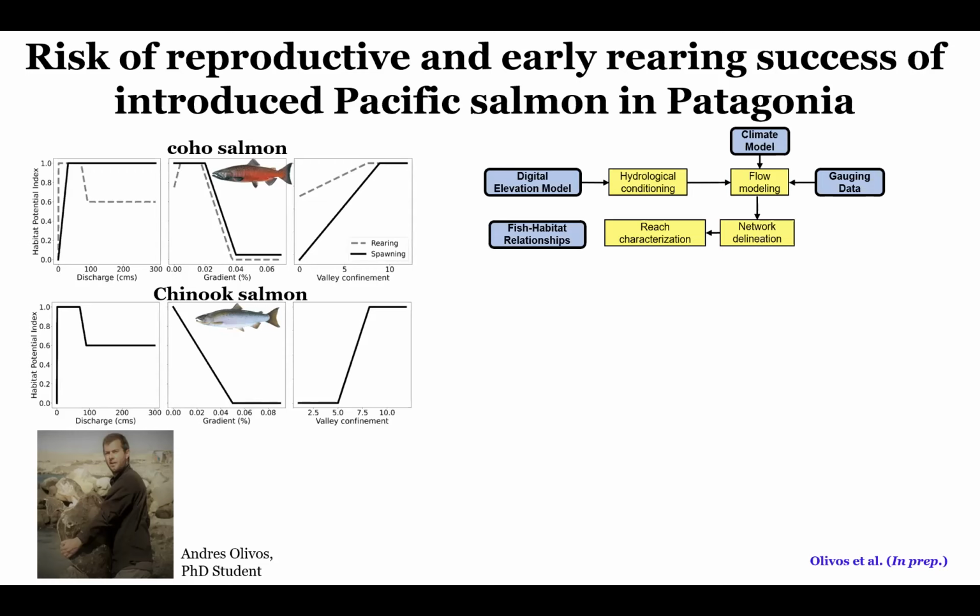In this case, this is an example of two species that are native from the Pacific Northwest, but they are invasive in other places. In this case, Patagonia, we use coho salmon and Chinook salmon. Different species have different requirements, so we use this as an advantage to see what species will be more successful in one place than others. And we know this information from literature review and also from consulting experts.